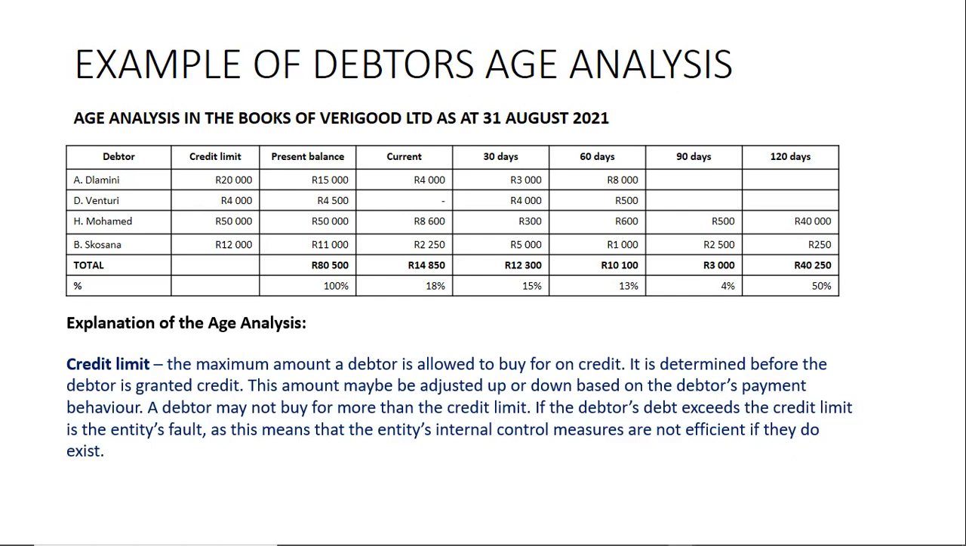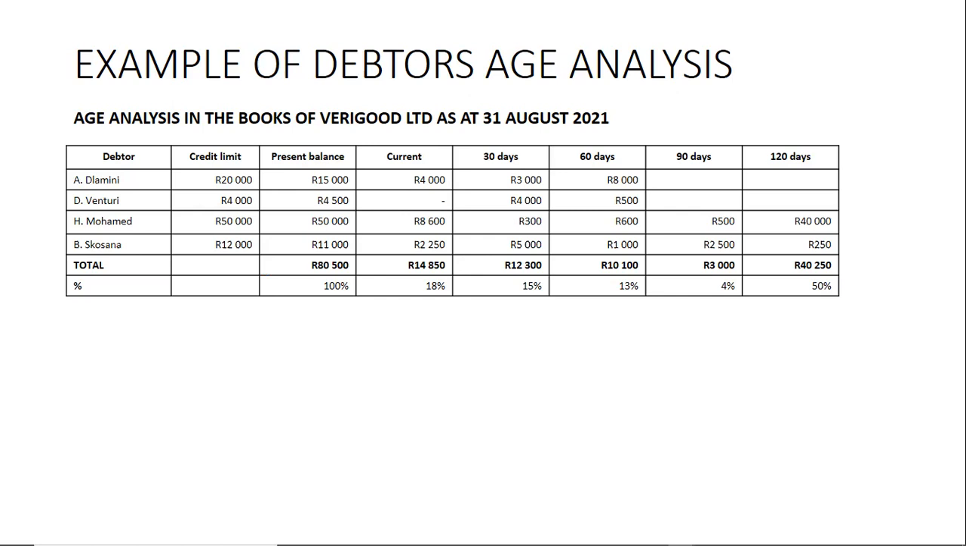If the debtor's debt exceeds the credit limit, it is the entity's fault, and this means the entity's internal control measures are not efficient, if they do exist. If they were efficient, they would make sure that a debtor cannot buy for more than the credit limit. So it's not the debtor's fault, it is the business's fault if the debtor managed to buy for more than the credit limit.